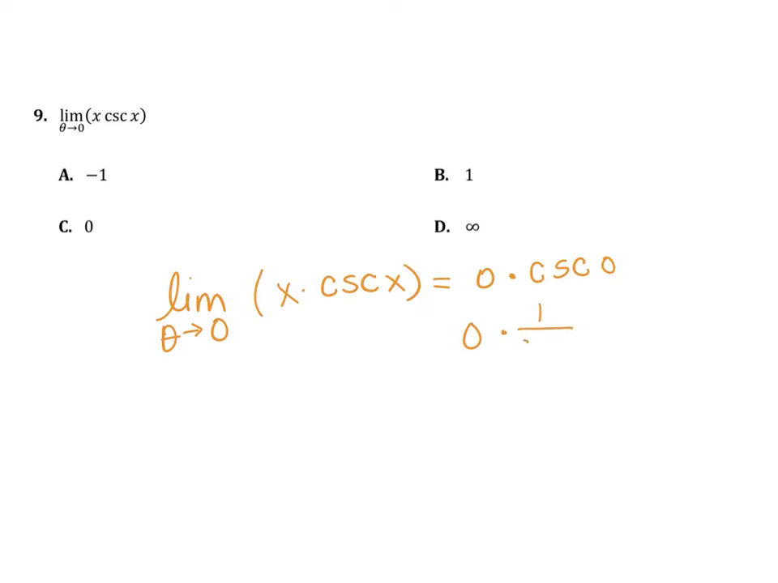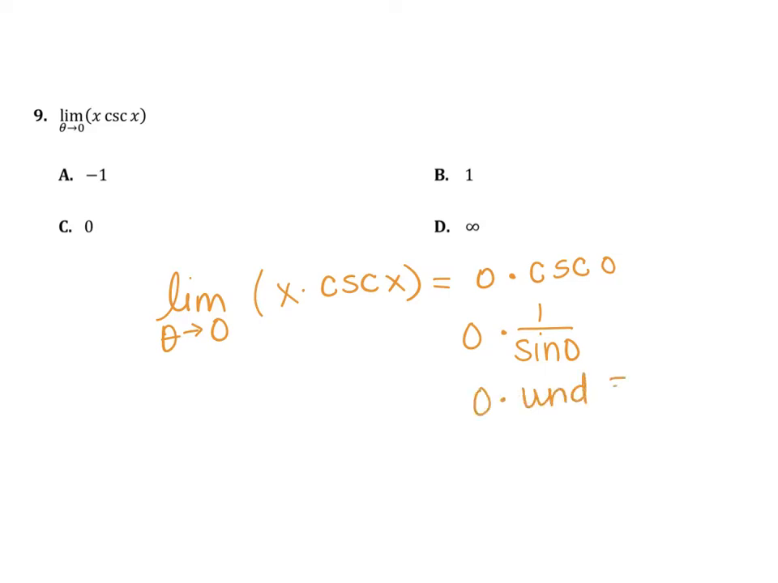All right, number 9. This one was a pretty tricky problem here. It was kind of tough for us to see. We have the limit as theta approaches 0 of x times cosecant of x. Now, when we plug in, notice we're going to get 0 from that first x times, now cosecant of 0. Now, we have to be careful with this because cosecant of 0 is really undefined. That's the same thing as 1 over sine of 0. And so that's going to give me 0 times undefined.